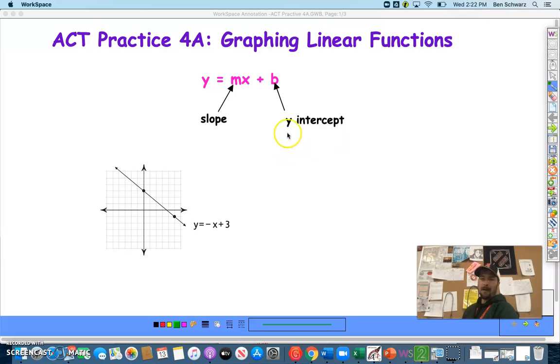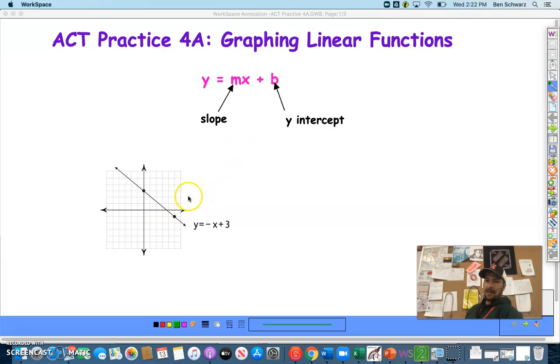So graphing linear functions. Remember, linear just means that you don't have anything squared, it's just plain old x. And we use the slope-intercept form, y equals mx plus b. Remember, m is always your slope, b is your y-intercept. X and y just represent the different points on the line.